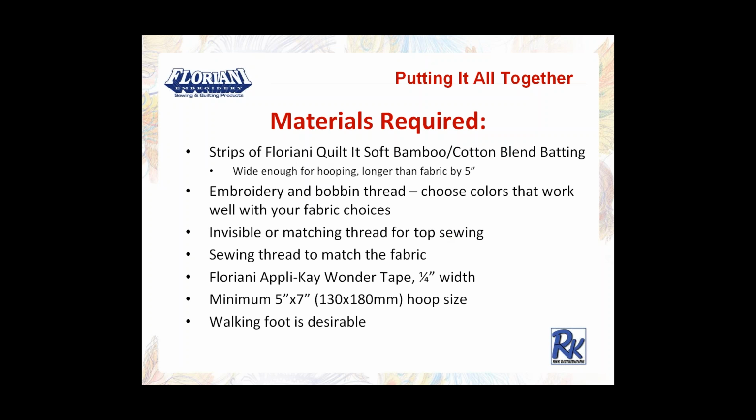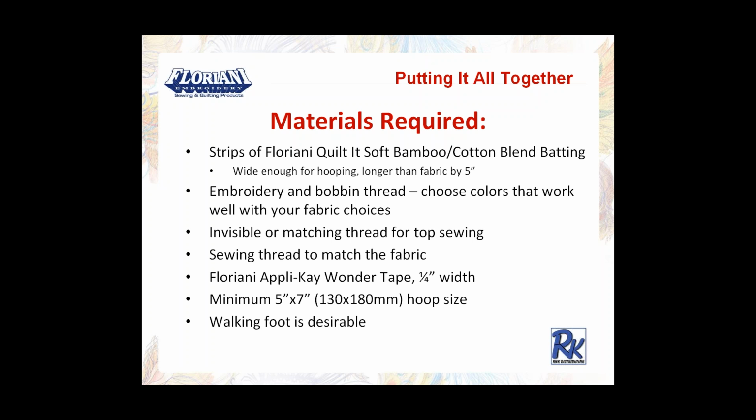You want to choose colors that work well with your fabric choices, and of course that's going to be the fabric you choose for the border strips. You're going to need some invisible or matching top thread for sewing, and that's going to match your sashing strips or be invisible. You're going to need sewing thread to match the fabric, and again that's going to match your sashing or the back or whatever. So you're going to have to choose your thread color to match. These are what you're going to do your seaming with. And then you're going to need some Floriani applique wonder tape. You want it in the 1/4 inch width.